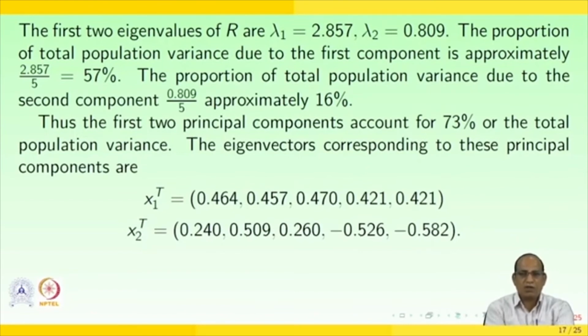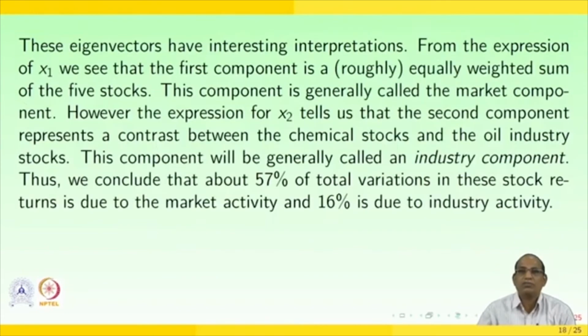Thus, the first two principal components account for around 73% of the total population variance. Therefore, the eigenvectors corresponding to these principal components are x1 transpose = (0.464, 0.2447, 0.470, 0.421, 0.421) and x2 transpose = (0.240, 0.2509, 0.260, -0.526, -0.582).